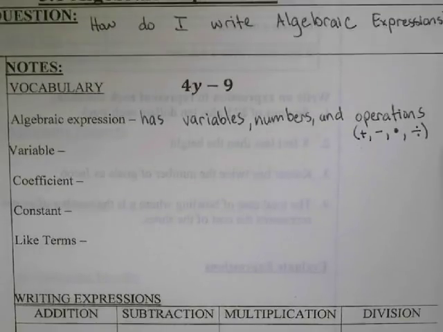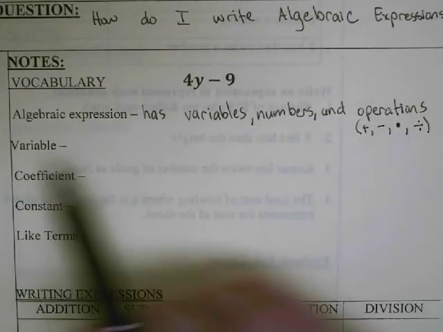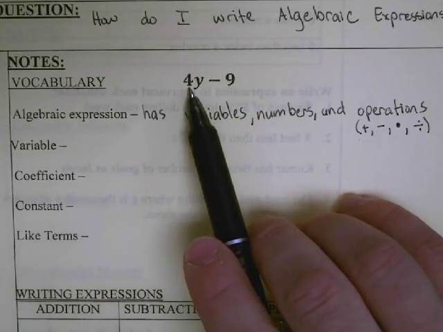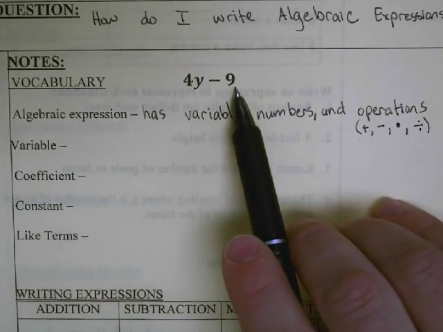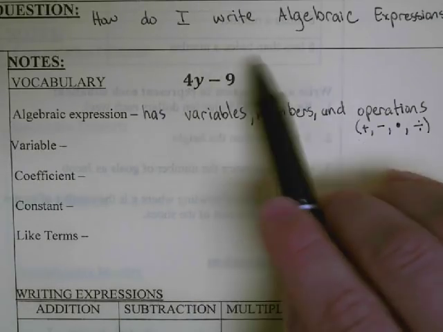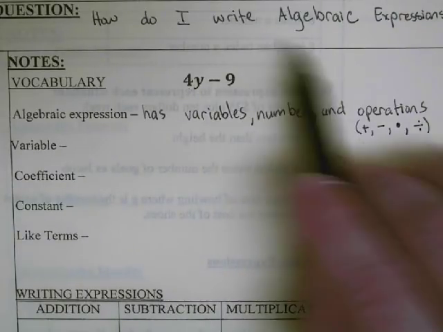Now a variable is the part of the expression that can vary. And what I mean by vary is that it can change. So say I'm looking at this 4y minus 9. 4 is not going to change. 9 is not going to change. But the y is the thing that changes. I could say y equals 3, and we plug 3 in. Or I could say y equals 7, and we plug 7 in.